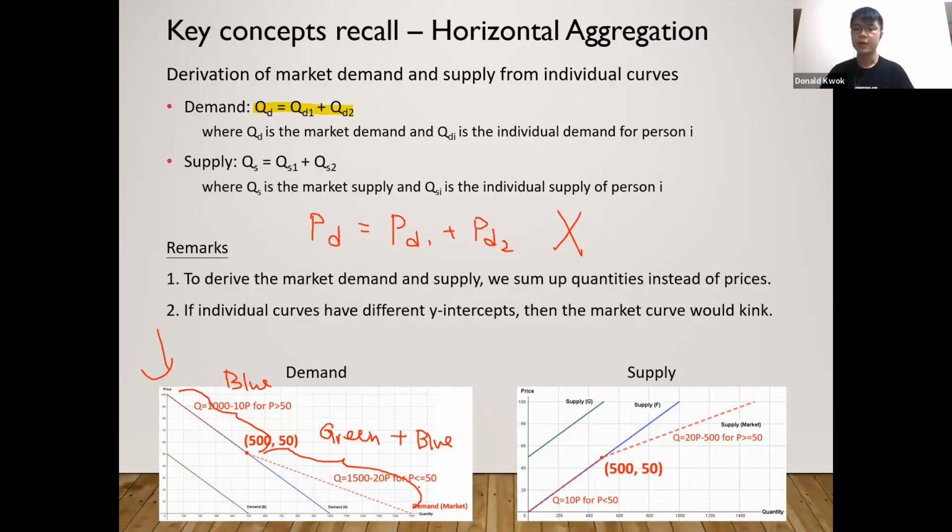As you can see, if the individual demand curves have different y-intercepts, then there will be a change in the number of buyers across some price range, and this leads to a kinked market demand curve. And similar logic applies for the supply side as well. All right, so that's all for this part.